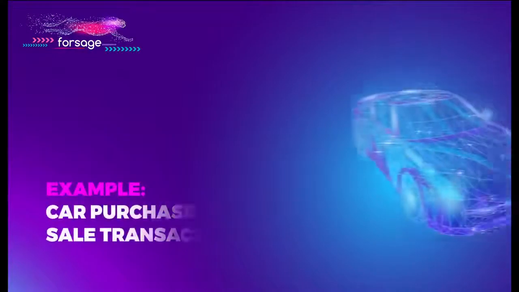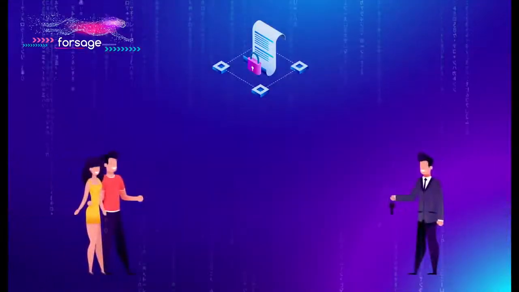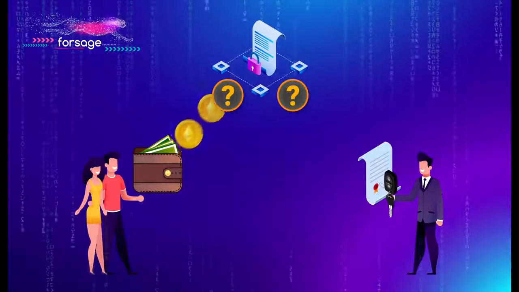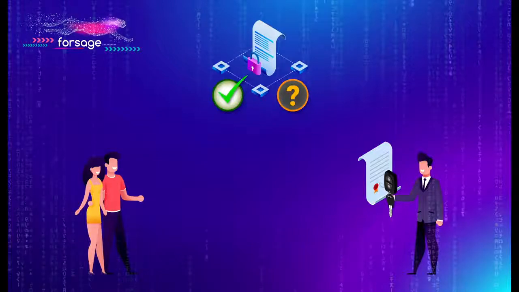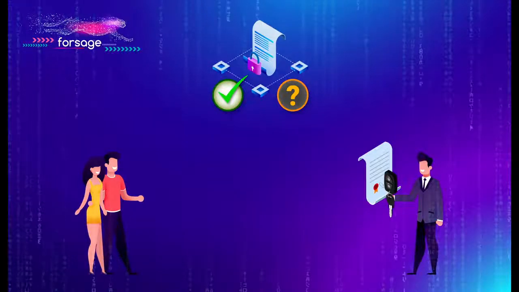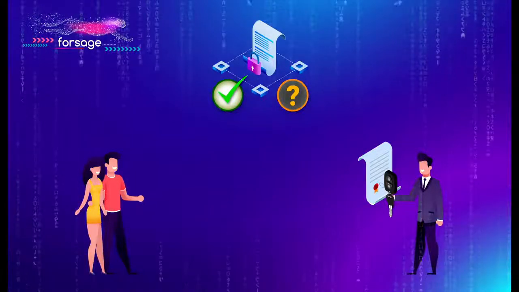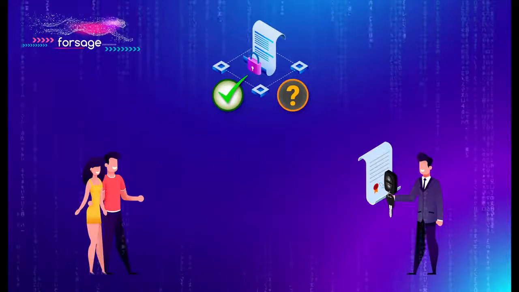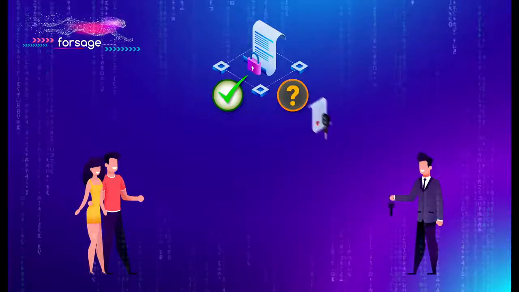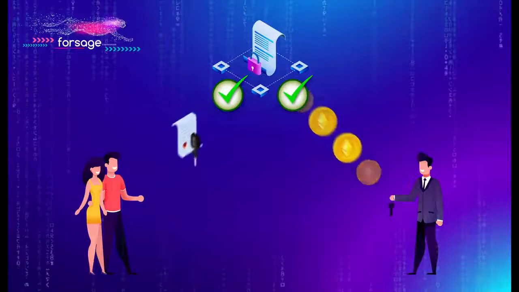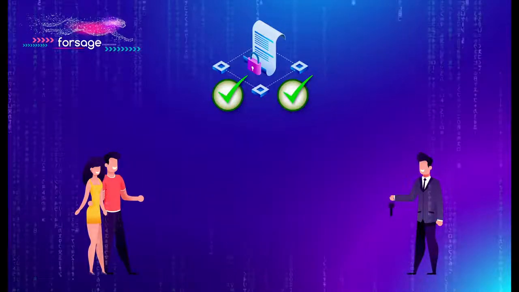Example: car purchase and sale transaction. The buyer transfers the entire amount for the car to the address of the smart contract. From now on, the deal can be considered open. The contract code stipulates the conditions that the contract will transfer this amount to the seller's wallet only when the buyer is appointed as the owner of this car in the electronic database. Such a transaction will be considered successful, and both parties to the transaction will receive what they wanted.